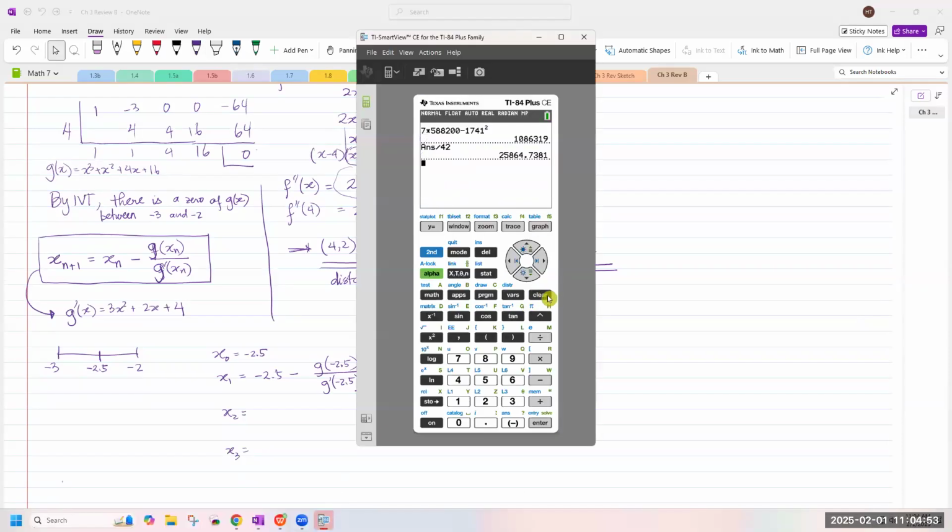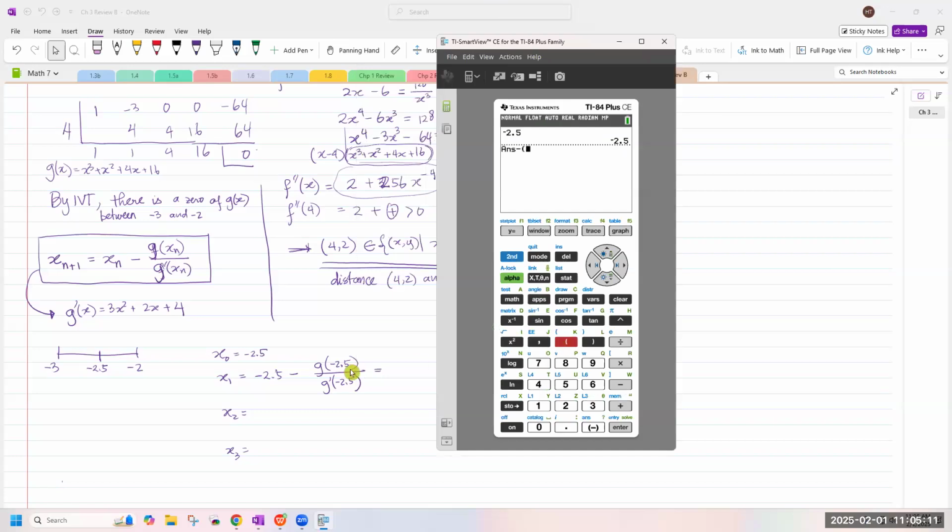Okay, so let me plug in -2.5 as my first input. Okay, now that's my x0, right? My x1 will be that answer minus parenthesis. Now for the numerator, I plug in g of -2.5, which is whatever that answer to the power of 3.